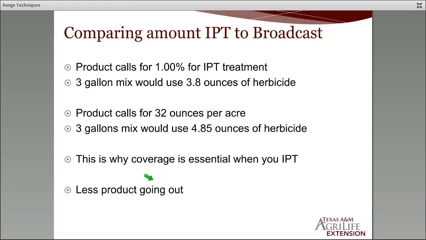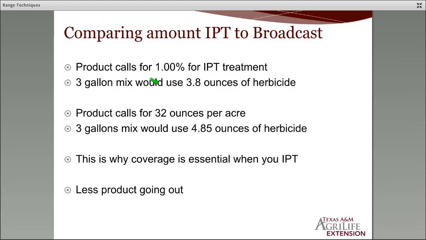Something that I often get questions about is, if I'm going to spray prickly pear, or if I'm going to do IPT, say mesquite, say prickly pear, why do I need to spray that plant so well? If an airplane flies over it, an airplane cannot spray both sides of that prickly pear the same way that I would spray it by hand.